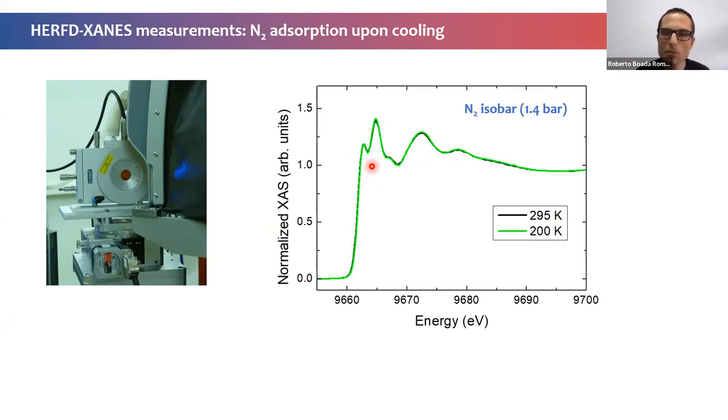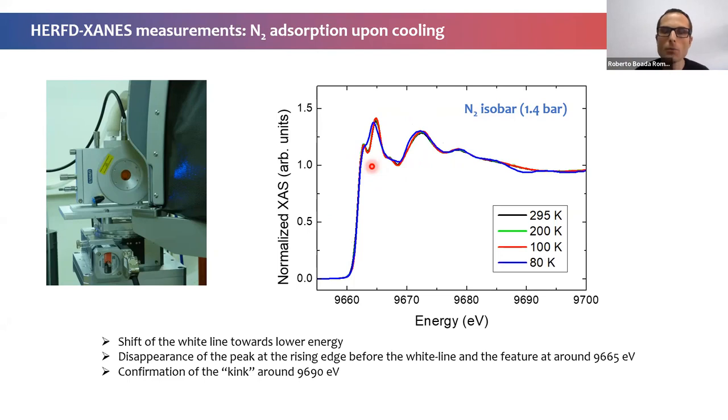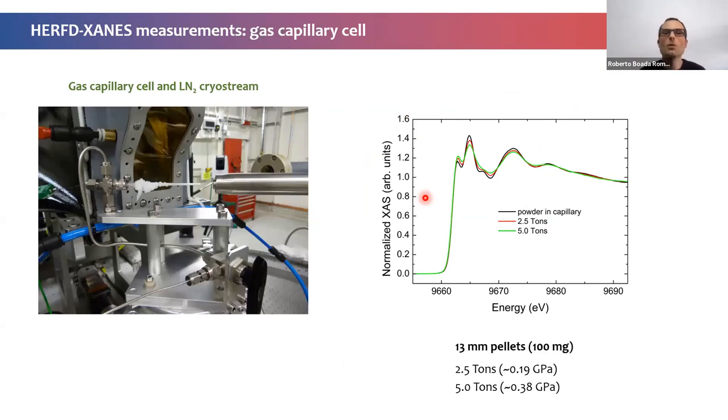We cooled down, and when we reached 80 Kelvin under the same isobar conditions, using the Linkam cryostage, we could see there was a change. The white line was shifting towards lower energies. There was a smoothing of the first feature at the rising edge, and the feature in this valley was not appearing anymore. There was another broader energy shift, and another feature appearing at high energy. So we do see these changes, but how do we go further?